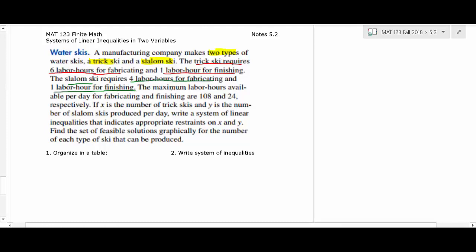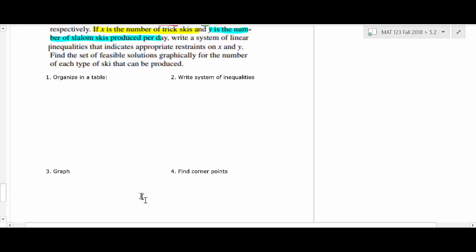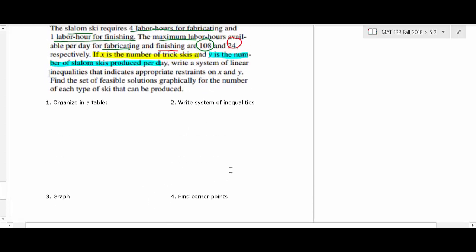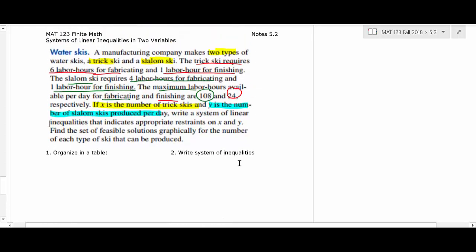And then if you read further in the problem, it says the maximum labor hours available are, for fabricating, you have 108, and for finishing you have 24. So that's kind of the key numerical information in the problem. And then it's telling you that X is the number of trick skis, and Y is the number of slalom skis produced per day. So what we're going to do on this one, and all we're going to do, is write our system of inequalities, and then we're going to do a graph and then find the corner points. Okay, so we won't finish up every issue in the linear programming problem.